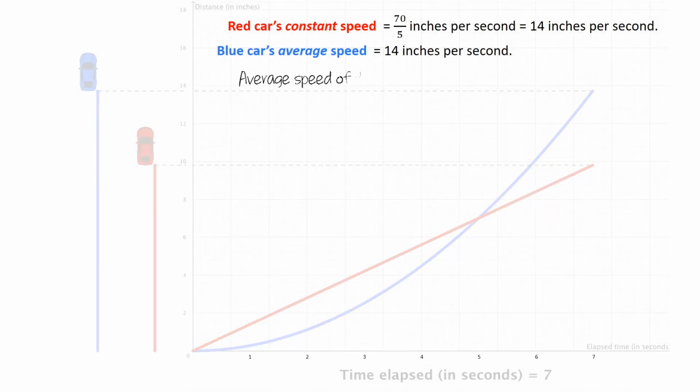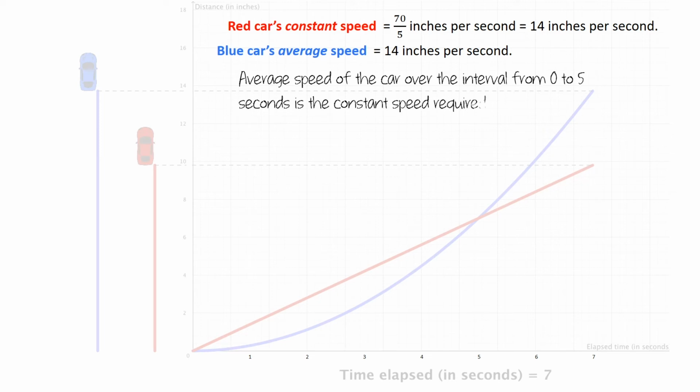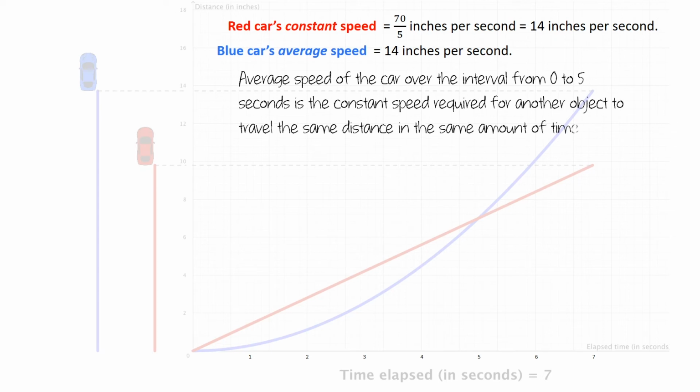The average speed of the car over the interval from 0 to 5 seconds is the constant speed required for another object to travel the same distance in the same amount of time. So in our situation, the constant speed of the red car is the average speed of the blue car over the interval of time from t equals 0 seconds to t equals 5 seconds.